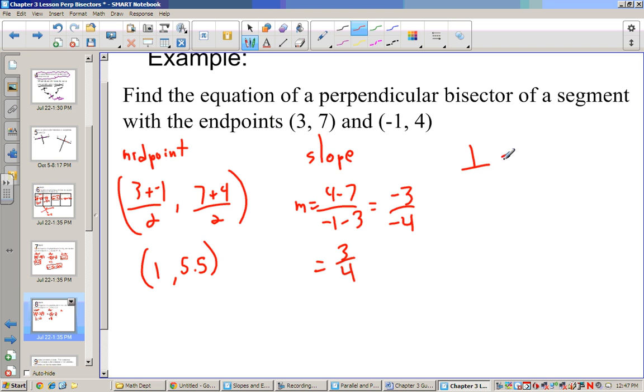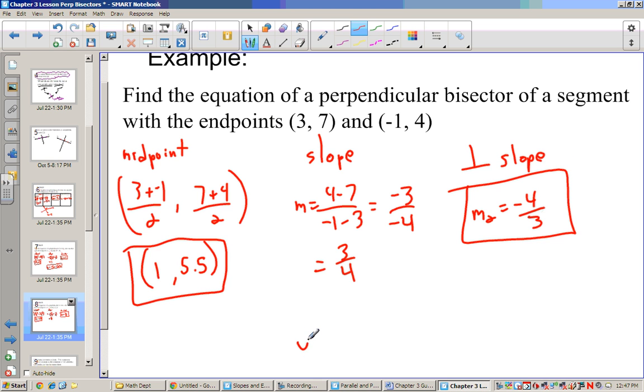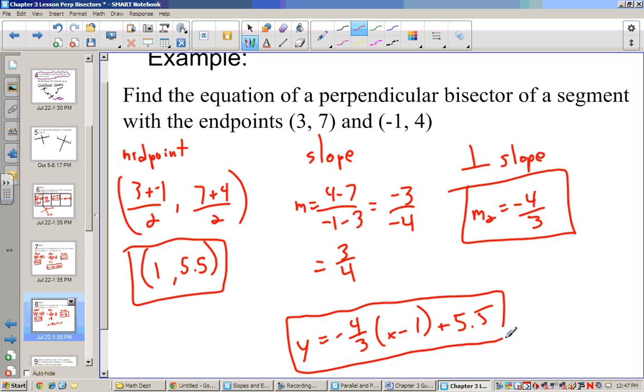Now our perpendicular slope is the negative reciprocal. So that's going to be negative 4/3. Now we have our point and our slope. So I say y equals negative 4/3 times (x minus 1) plus 5.5. And I have the equation of my perpendicular bisector.